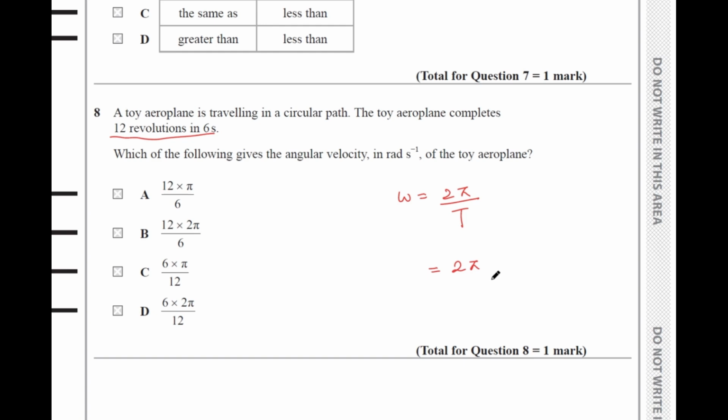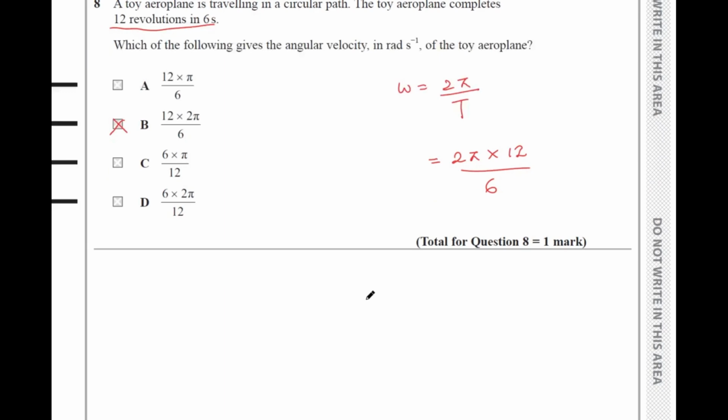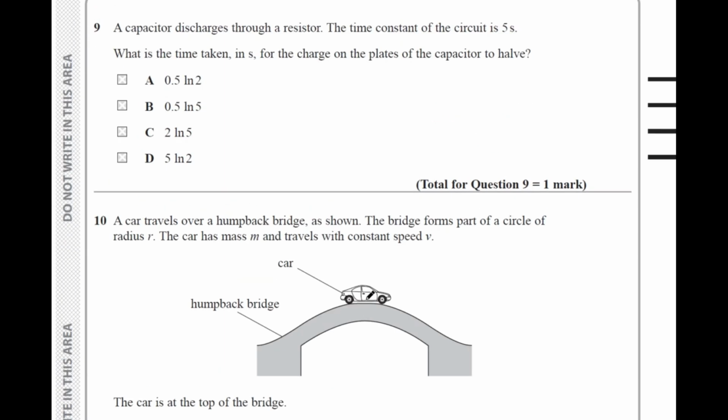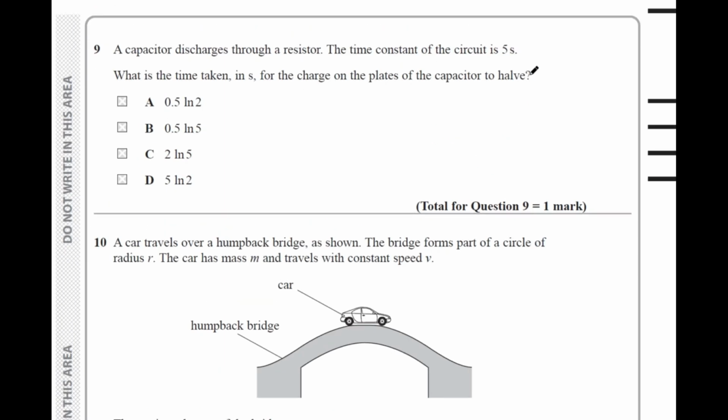One revolution is 2 pi radians. If there are 12 revolutions, you need to multiply 2 pi by 12. And the time taken for that entire 12 revolutions is 6. If you divide by that, you can easily find omega, or angular velocity. So answer is 2 pi into 12 divided by 6, which is B. Good. Then move on to the 9th question.